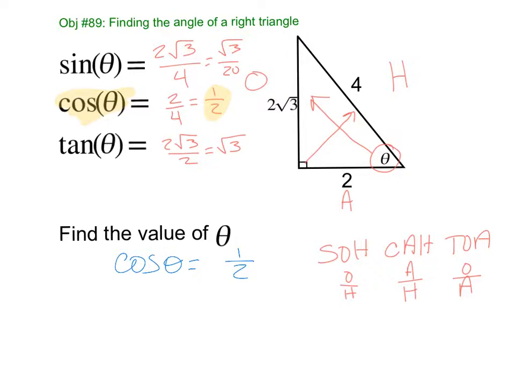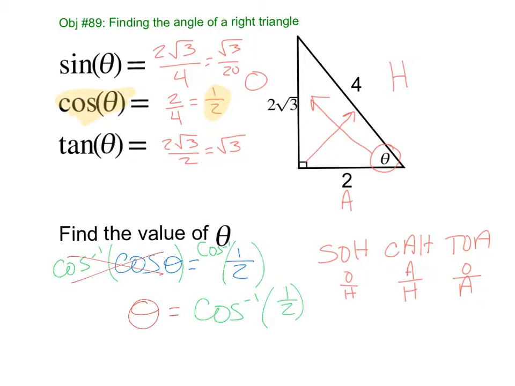We're going to do the inverse. The inverse of cosine is cosine minus 1. So we're going to do cosine minus 1. Just like we add something to both sides, we're going to do cosine minus 1 on both sides. The cosine and the inverse cosine cancel out. We're left with theta equals cosine minus 1 of 1/2.